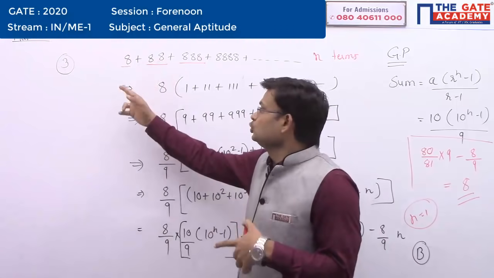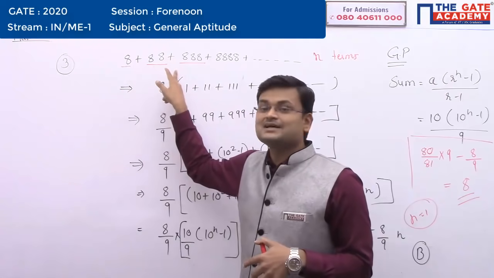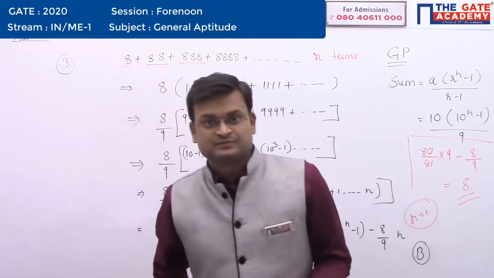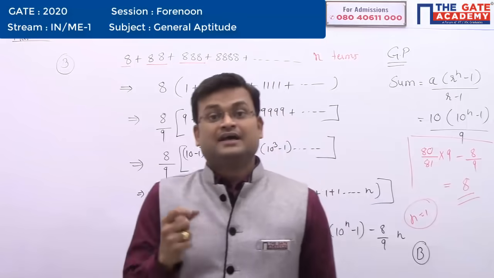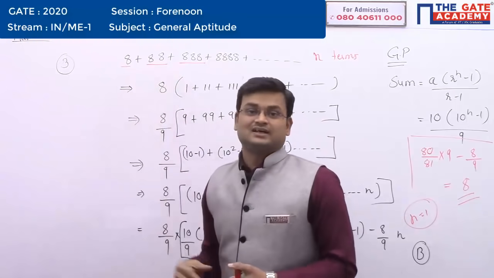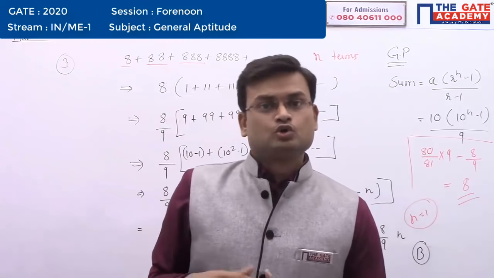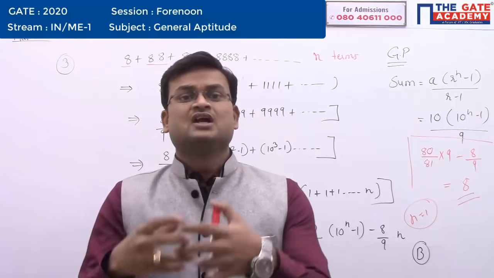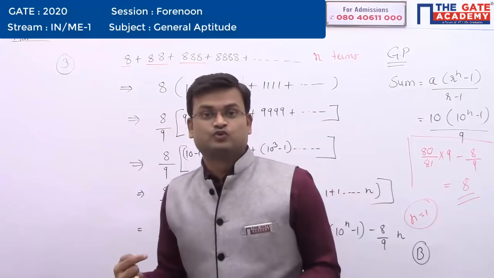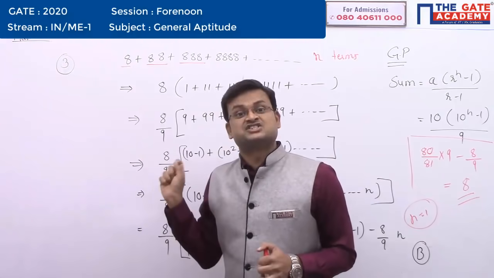If you put n is equal to 2, it will be 8 plus 88, that is 96. So suppose there are two such options where it is coming as 8, then you have to put n is equal to 2 and see whether the answer is coming as 96 or not. So it will hardly take 5-10 seconds to solve this particular type of question with the shortcut. This will be very useful for the students who are going to write the exam. Please note this and share it with your friends.